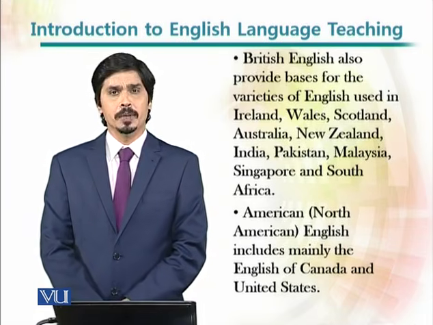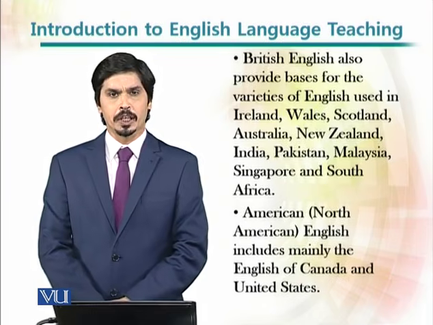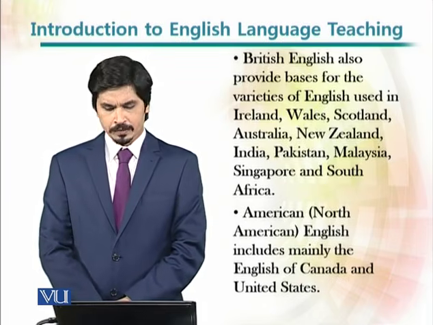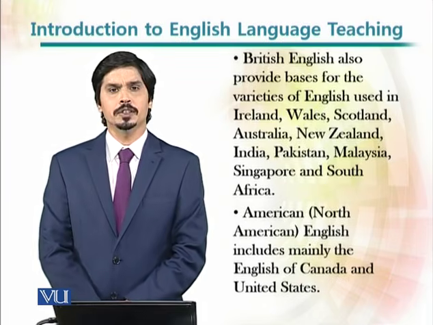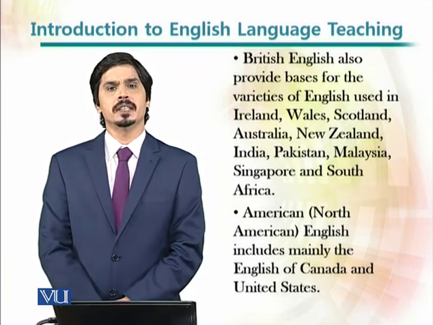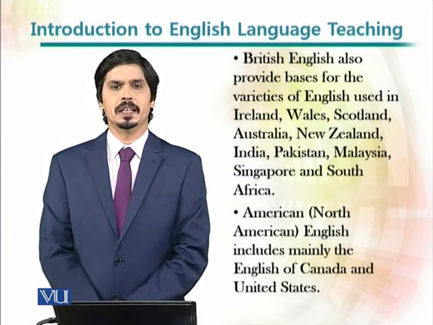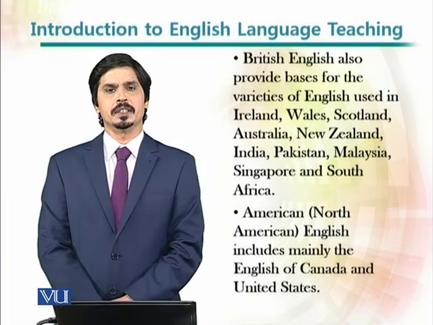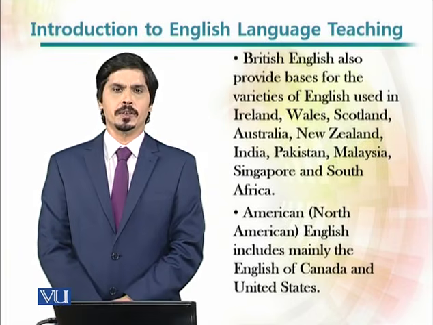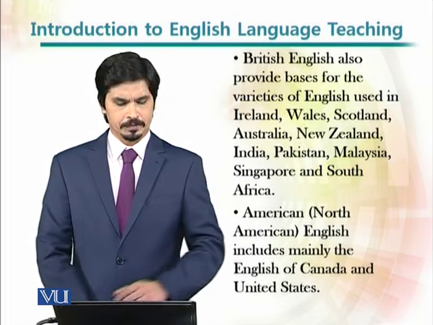For example, British English provides a basis for the varieties of Englishes spoken in Ireland, Wales, Scotland, Australia, New Zealand, Singapore, India, Pakistan, Malaysia, and South Africa. Similarly, American English provides a basis for the varieties spoken in the United States of America and Canada.